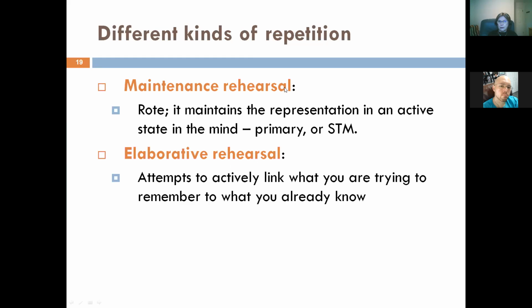So this maintenance rehearsal should be distinguished from elaborative rehearsal, and that's what we really want, where you are making an attempt to link this new information, these words that you're trying to remember, or numbers, whatever, to what you already know. Now, what you already know can be very different because you are who you are, or it could be something that everybody else knows. Alphabet or digits, these are universal things, but maybe you have some special knowledge of something that can help you link the new information to what you already know.